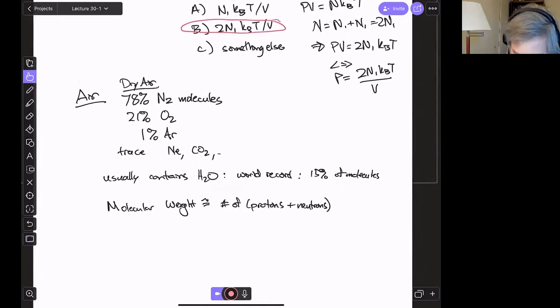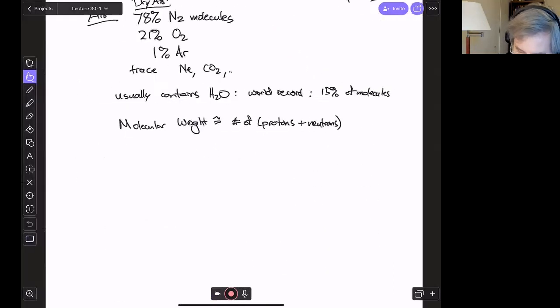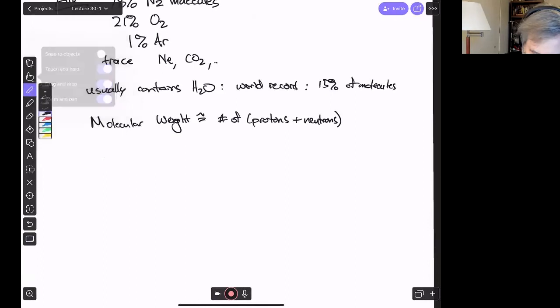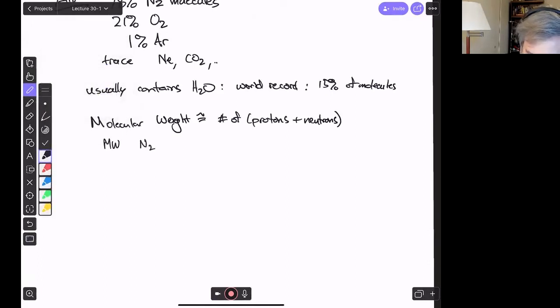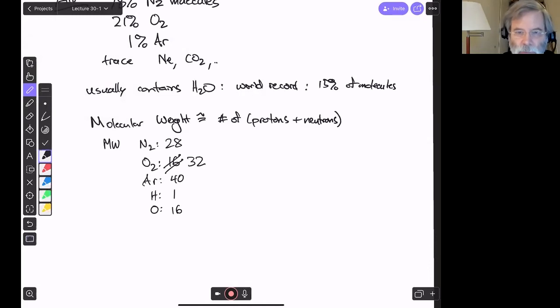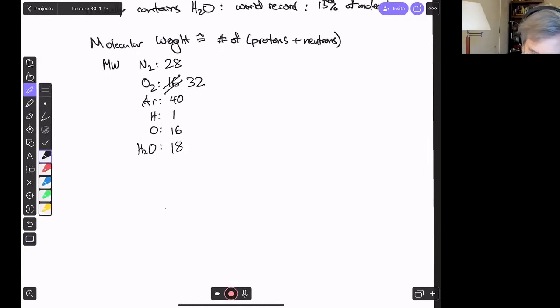So the molecular weight of nitrogen is almost exactly 28. Of oxygen, it's almost exactly 16. Argon is about 40. A single hydrogen atom has a molecular weight of 1. A single oxygen atom has a molecular weight of 16. I'm sorry, oxygen is not 16, please fix that. Oxygen is 32. So a single oxygen atom would be 16, an oxygen molecule is 32. And so if you do the math on that, the molecular weight of water is almost exactly 18. Okay, so now let's do concept test 2.